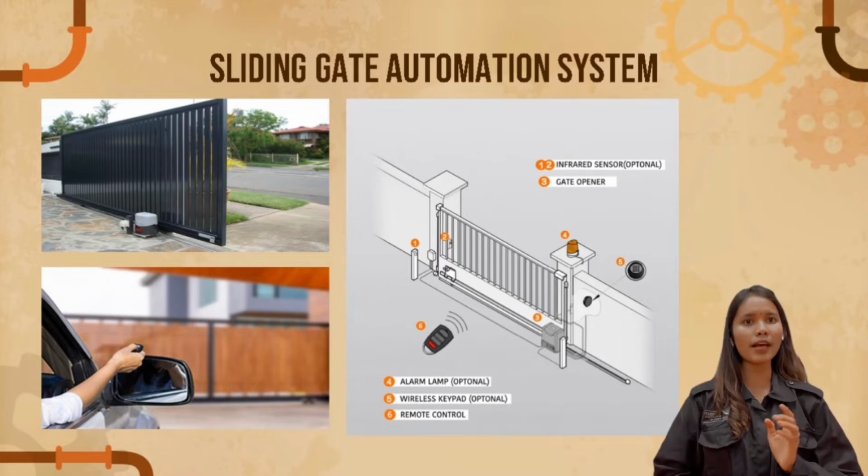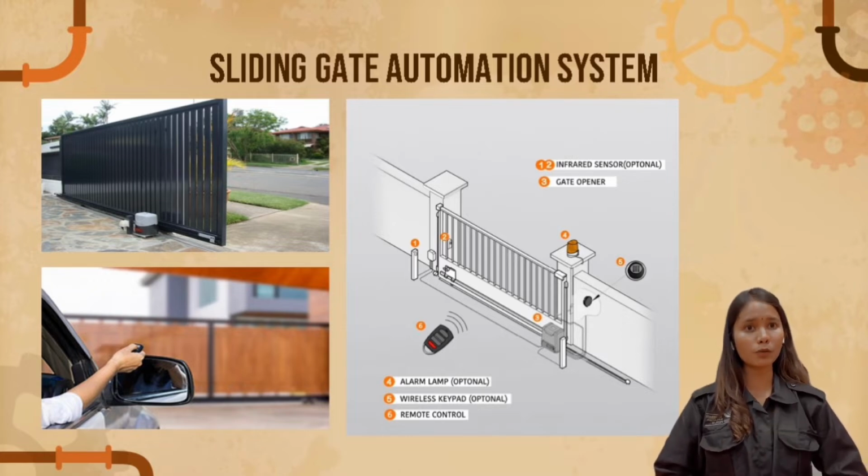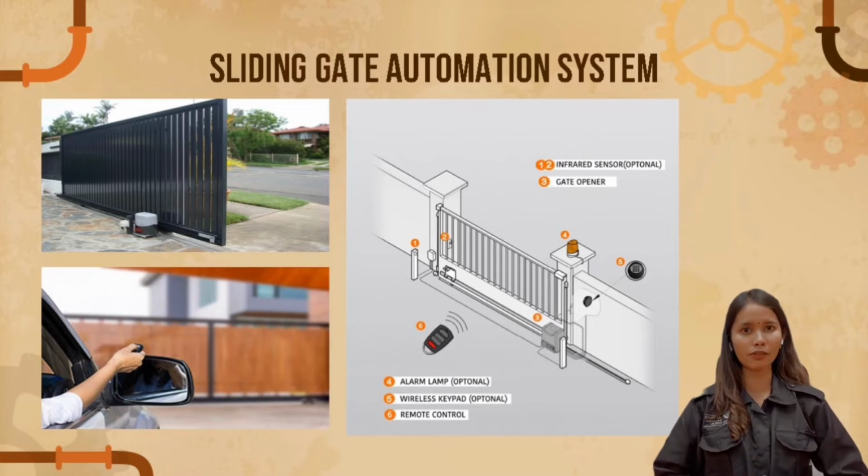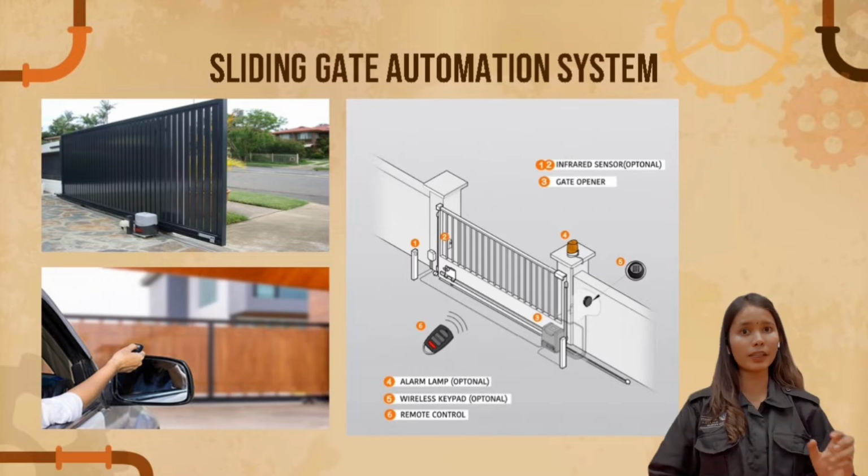Switch 2 and switch 3 will act as limits to give input that the gate is either fully open or closed. The IR sensor will detect any obstacle in the path of the gate and halt the operation until the obstacle is removed.